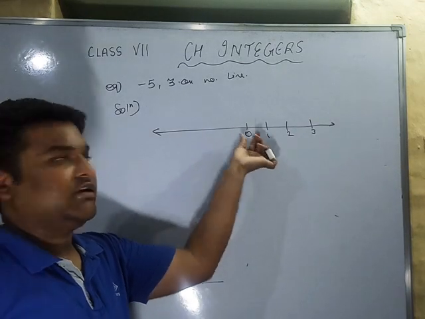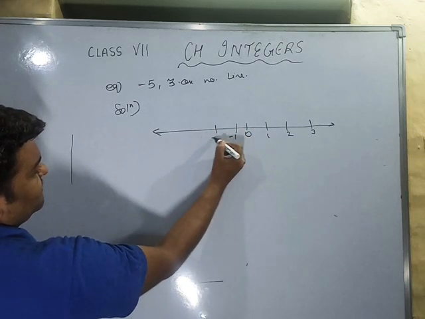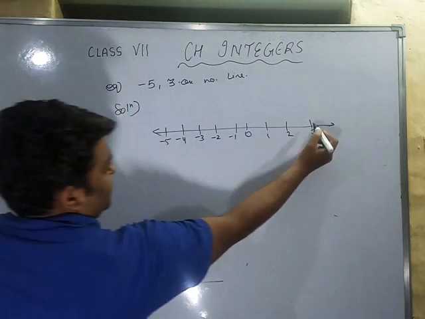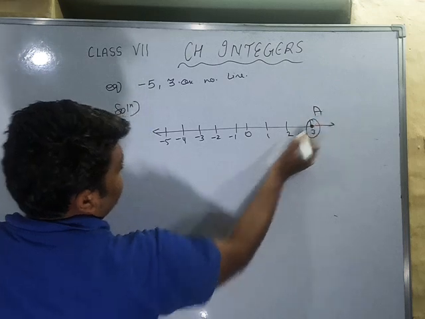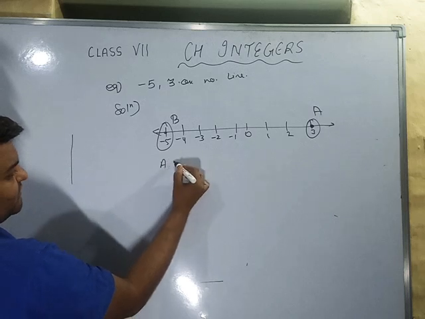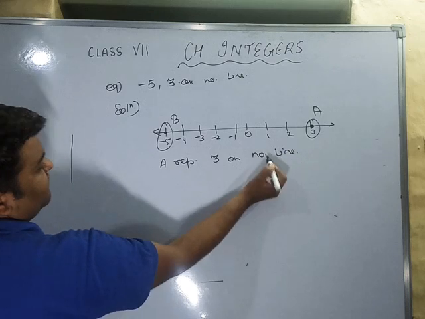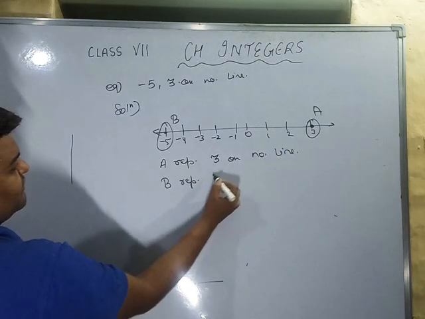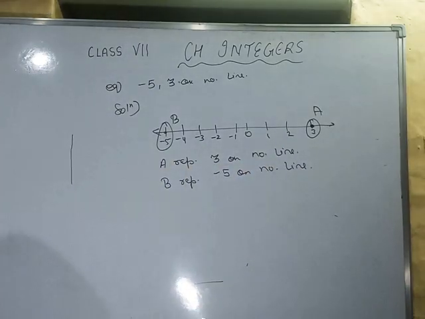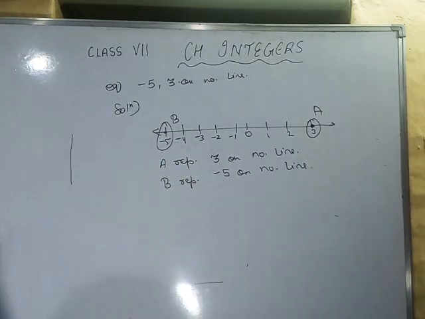I will take here 1 centimeter. You can take 2 centimeters also. And here it will be negative values, minus 1, minus 2, minus 3, minus 4 and minus 5. Here 3 is here, so I will mark it as A and minus 5 is here, I will mark it as B. Therefore, A represents 3 on number line and B represents minus 5 on number line. So this is the solution how to draw the integers on number line.